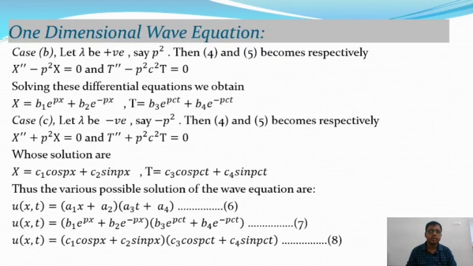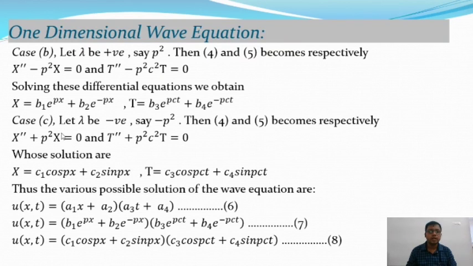Therefore the solution of the first equation is x equals b1 e to the power px plus b2 e to the power minus px. Similarly for the second equation we get the general solution b3 e to the power pct plus b4 e to the power minus pct, where pc is a constant. So these two are the general solutions of equations 4 and 5 when lambda is positive, that means lambda is equal to p square, where b1, b2, b3, b4 are constants.